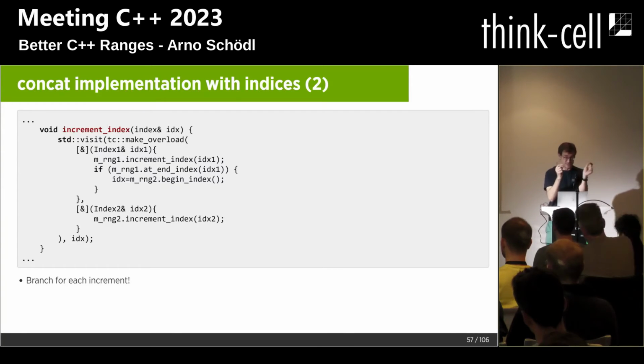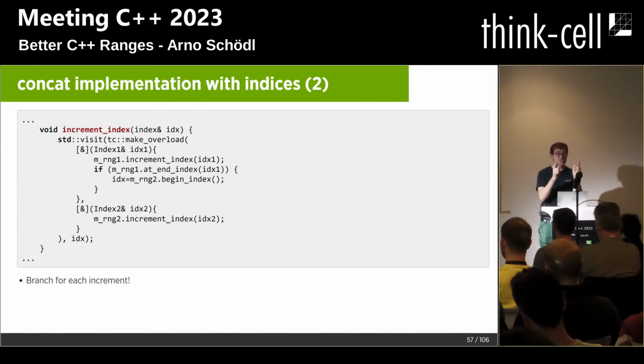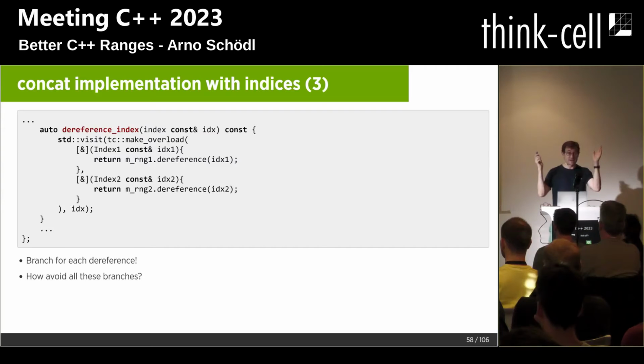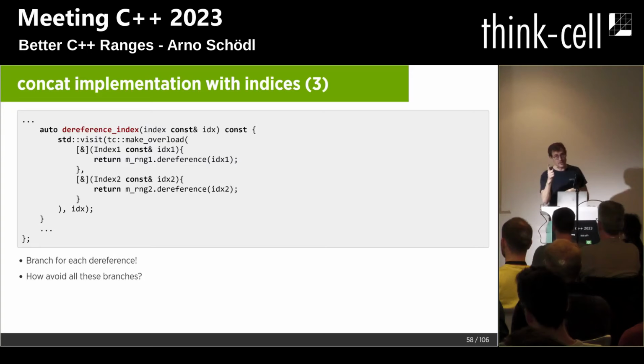So I can't put this all in one bag. I just have to decide. I have to make a branch of what you need to do if you increment. Now, dereferencing. Oh, surprise, I first incremented, now I dereference. Again, I have to branch. I have to decide, okay, I'm either here or I'm there. And again, do the right thing for each of these ranges.